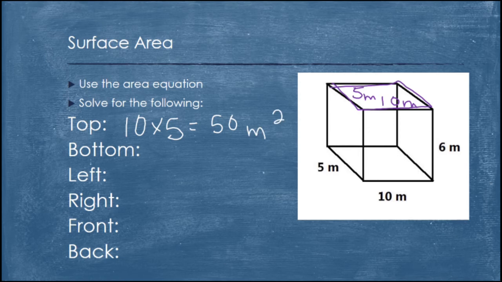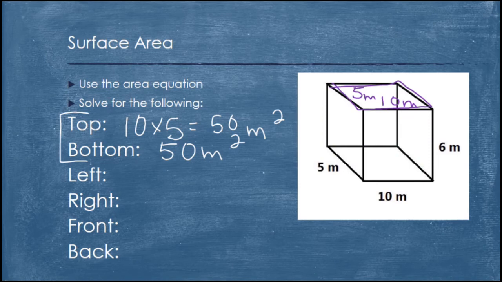The really cool thing about doing rectangular prisms is the top and the bottom go together. Whatever value you got for the top is going to be the same value for the bottom. So I'm going to go ahead and write 50 meters squared.